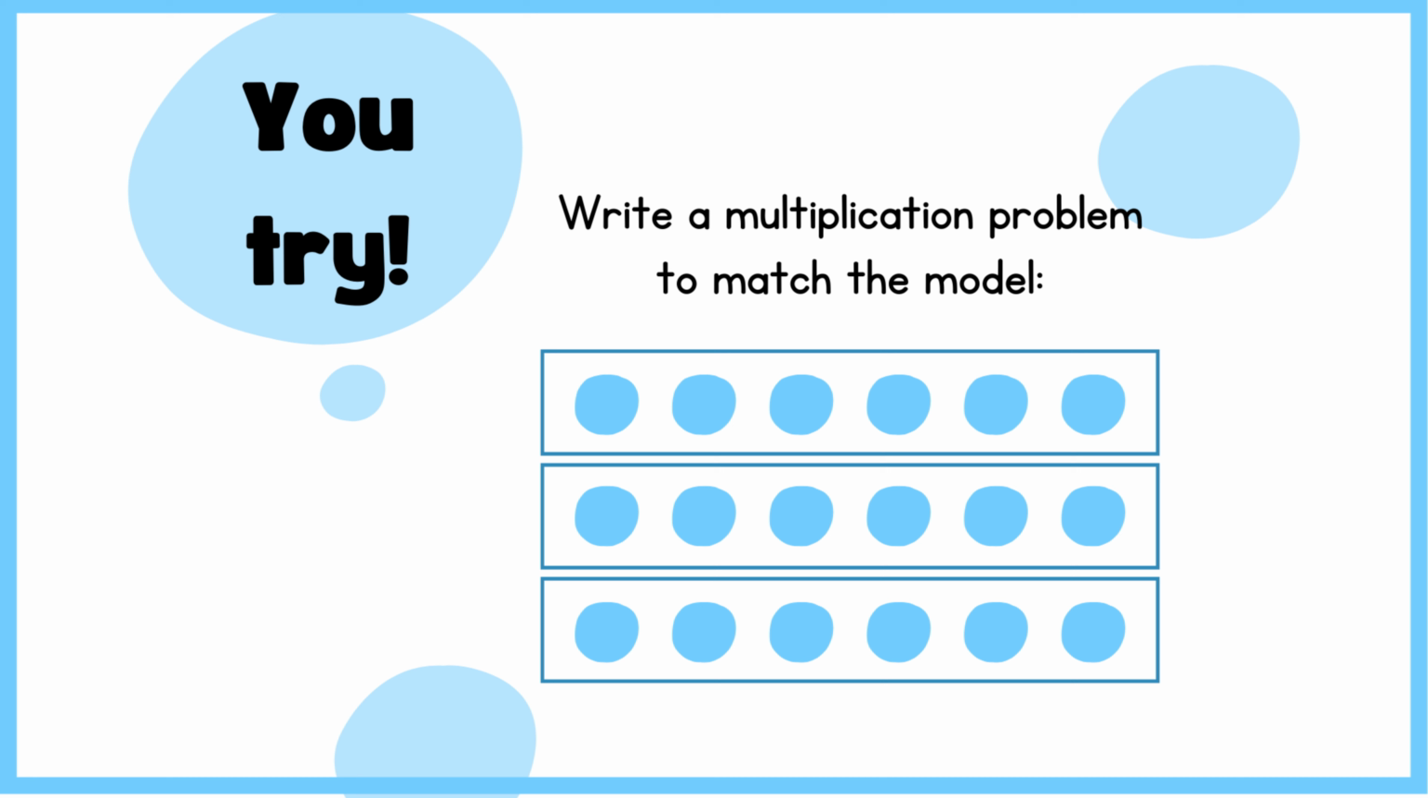Here we have a practice problem. You try. Write a multiplication problem to match this model. Over here you can see that there are 6 dots and there are 3 boxes. Well, in total there's 18 dots, but you can see that there are 6 dots in each box. Now, how many dots do you think there are in total? There's 18, which is previously stated. So you have to write a multiplication problem to match the model. I will give you guys 5 seconds again.